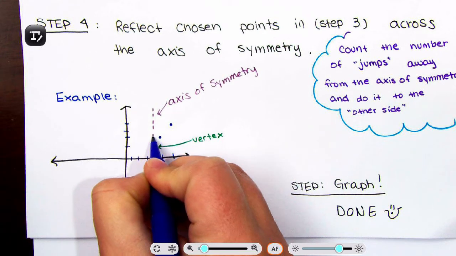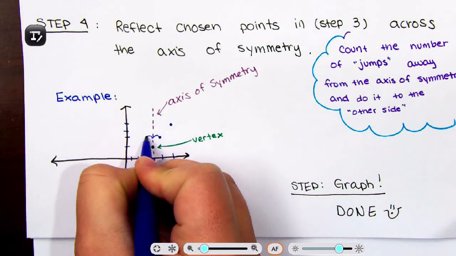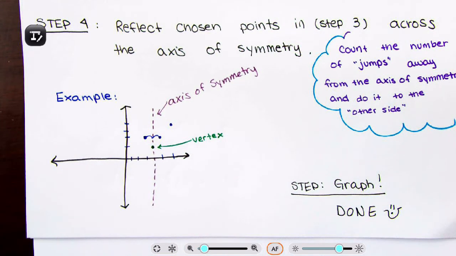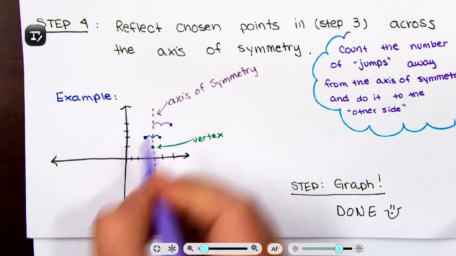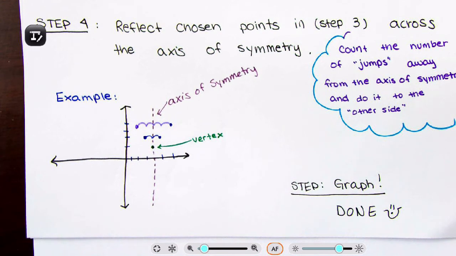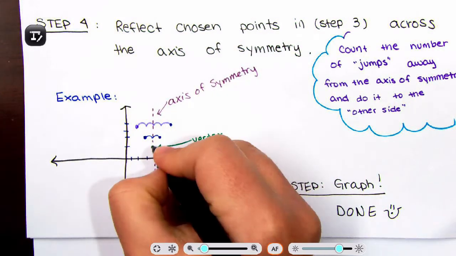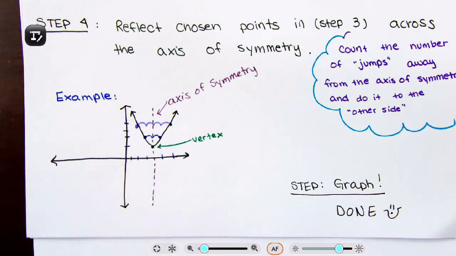So if I have one jump to the right, I'm going to reflect that by doing 1 jump to the left. And now I have reflected that point across the axis of symmetry. So if I have 2 jumps to the right, I'm going to do 2 jumps to the left. So that way you have points on the right side of the axis of symmetry and points on the left side of the axis of symmetry. So when you connect them, it's going to be a smooth U with arrows, and you'll have points on the right and the left-hand side. Once you have all of that, you are done.